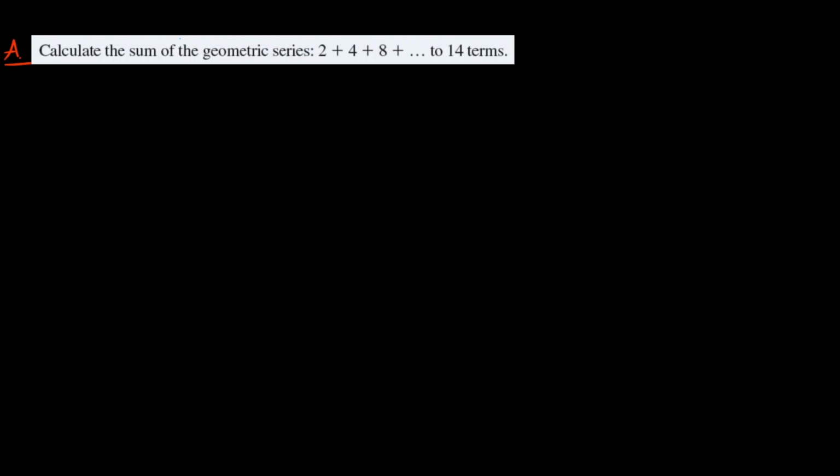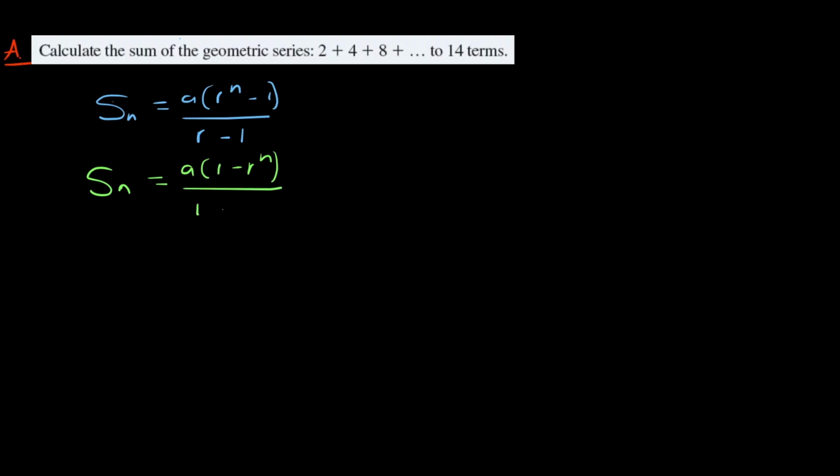So in this lesson, we'll be going through calculating the sum of a geometric series. The fundamentals that you need to know on how to calculate the sum of a geometric series is really two sum formulas. The sum of n terms is equal to a(r^n - 1) over r - 1. And the second formula is the sum of n terms is equal to a(1 - r^n) divided by 1 - r.